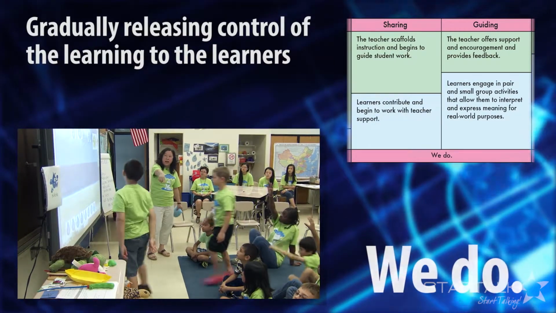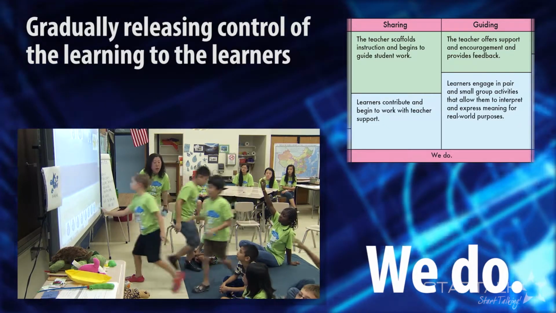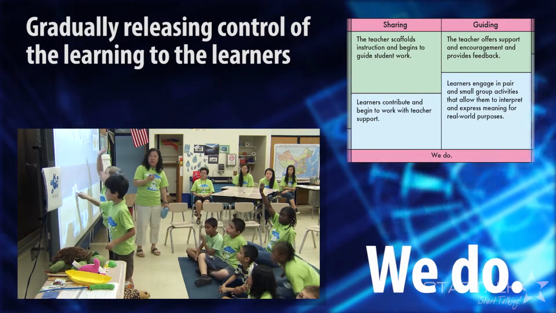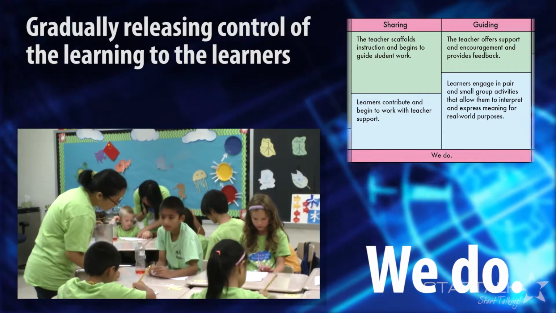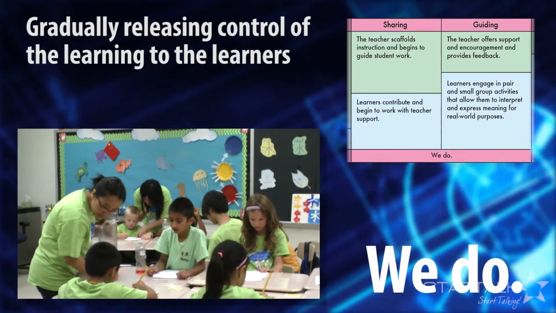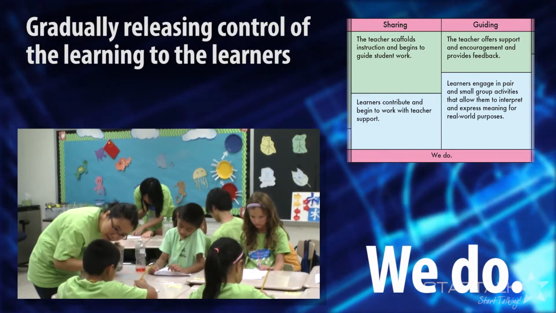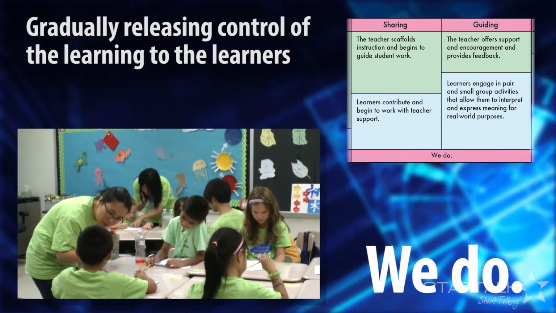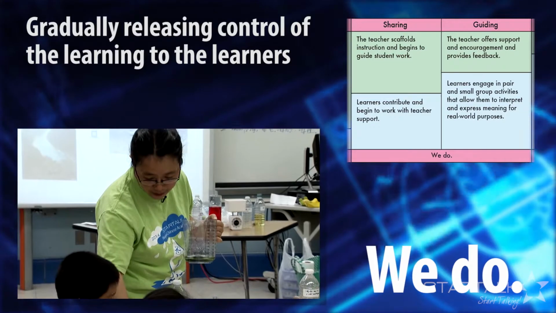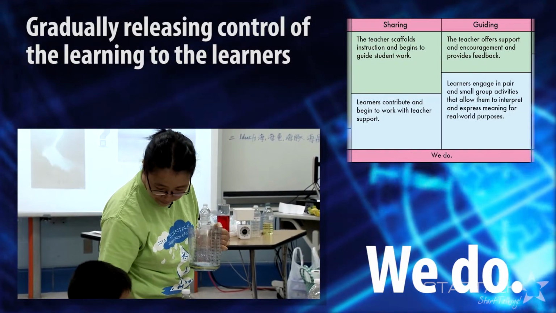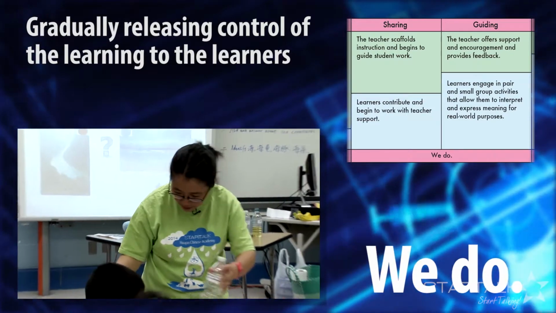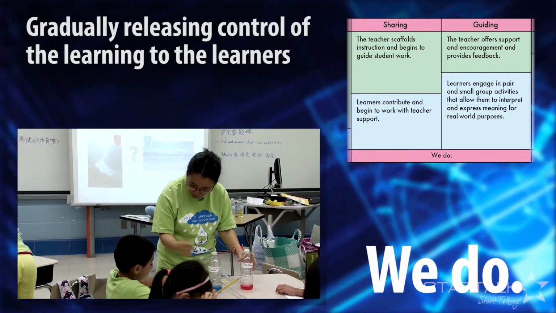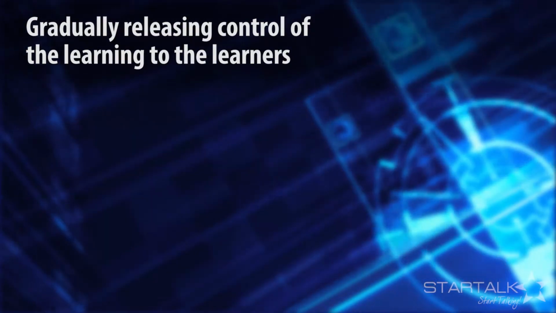This is also known as the we do part of the learning cycle. Learners engage in pair and small group activities, allowing them to practice and recycle new learning while engaging in different activities with different partners. It is important to remain in the we do cycle until the teacher has evidence that the majority of learners are prepared to accomplish tasks independently.